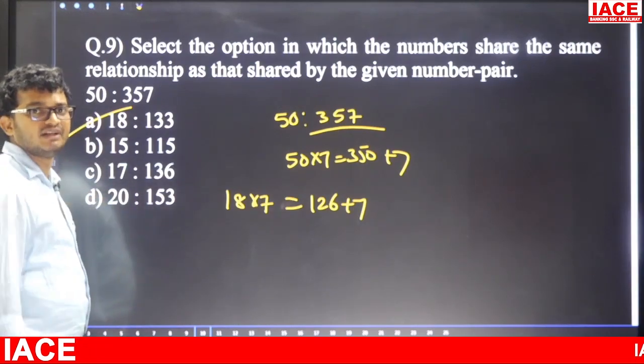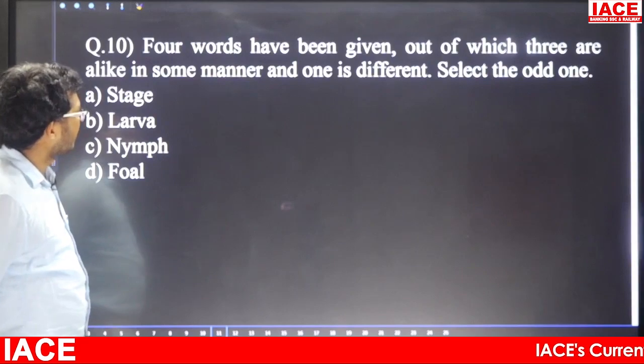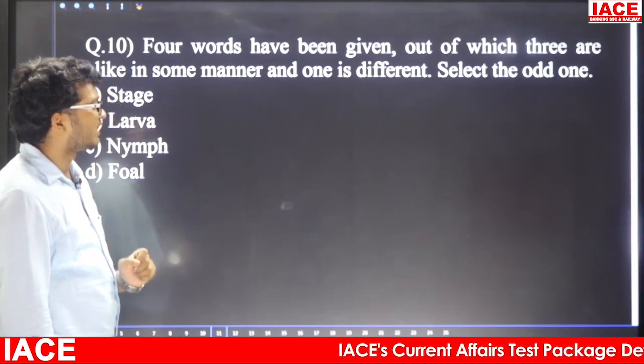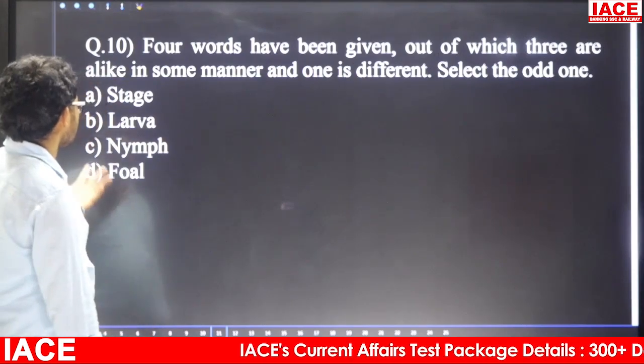Into 7 plus 7. Question number 10. Four words have been given, out of which 3 are alike in some manner and 1 is different. Select the different one. So friends, take a stage.